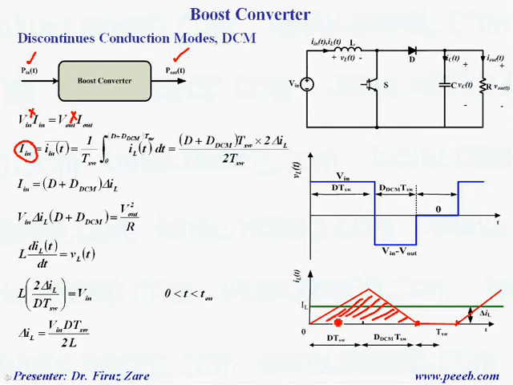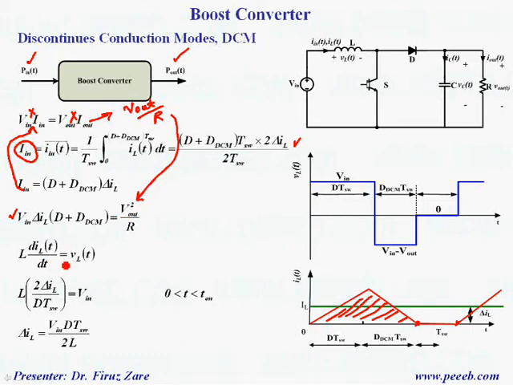This area we can easily find: height times side divided by 2, so we can find the average. That means the input current equals duty cycle plus duty cycle for discontinuous conduction mode times delta I. When we put this in the first equation, we get this equation again, and also we can put V out, which is basically V out over R, which is given in this equation again.